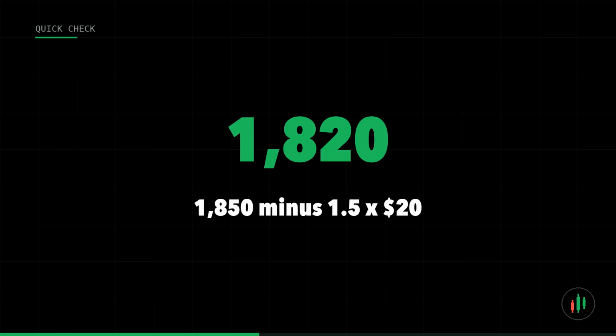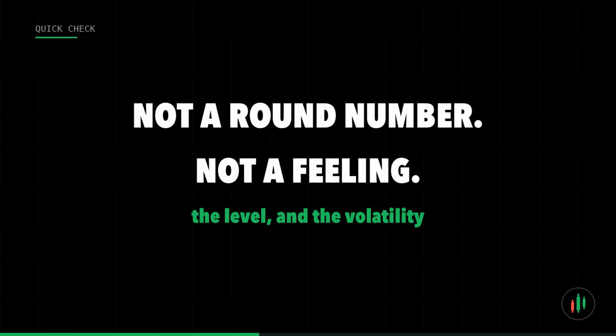1820. 20 times 1.5 is 30. 1850 minus 30 is 1820. And notice what 1820 is not. It is not a round number, and it is not a figure anyone else arrived at by feel. It came from the level and from the volatility. And those are the only 2 things it should ever come from.